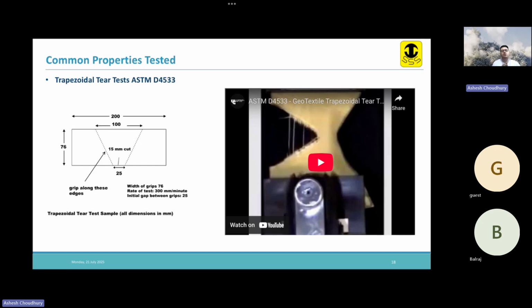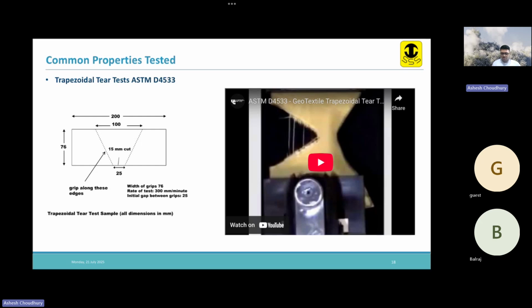We do not want that. Right? We do not want the geotextile to get damaged easily. So there are certain tests. This is one of the tests known as the trapezoidal tear test. From there also we can get some tensile strength. You can measure the tensile strength of the geotextile.